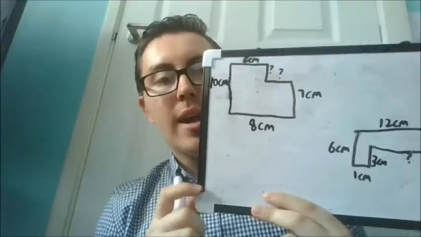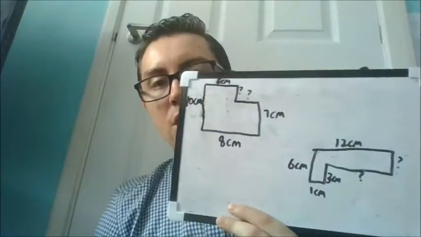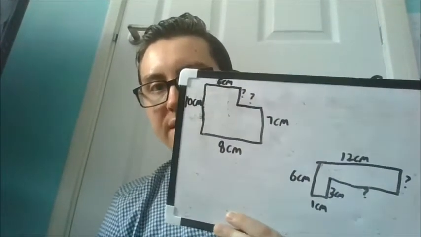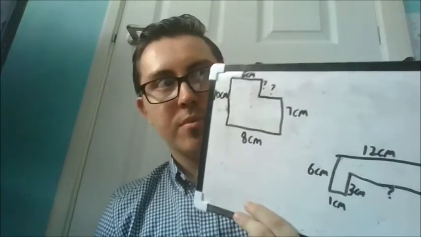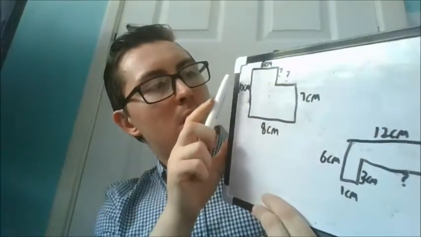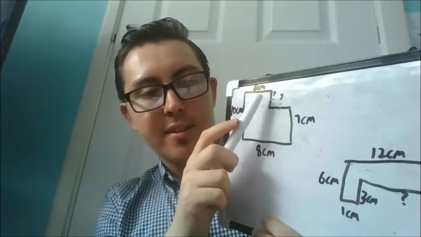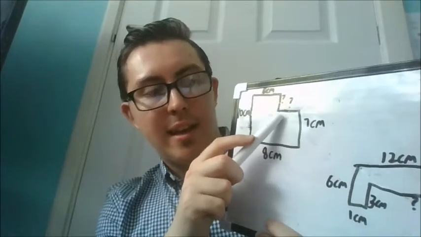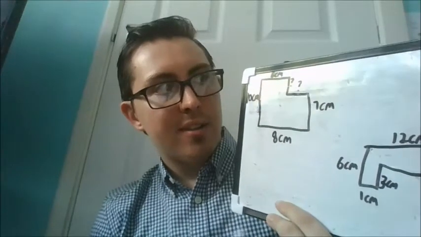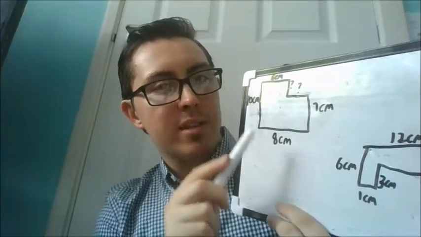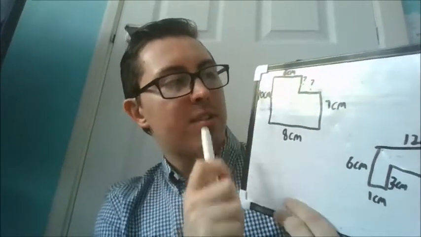So now we're going to move on to perimeter one more time, but with a twist. We're going to make the shapes a lot harder. We have to work out some missing measurements. In both of these two questions, we're going to work out some missing measurements and then find the perimeter. So we have to work out what the length of this side is and that side is. To help us find these, we have to look at the measurements around them.